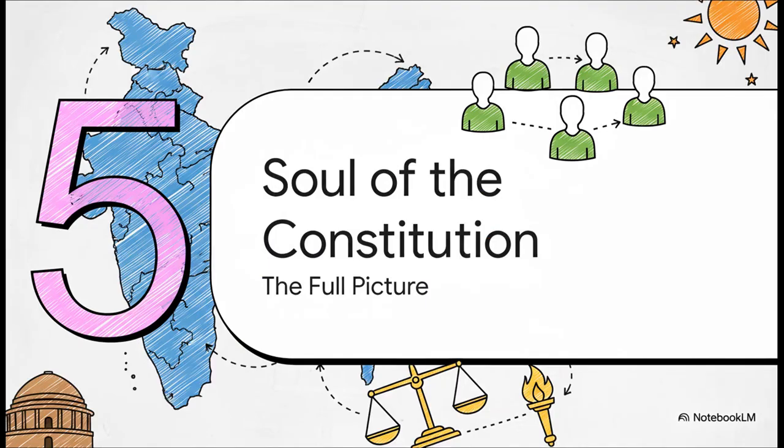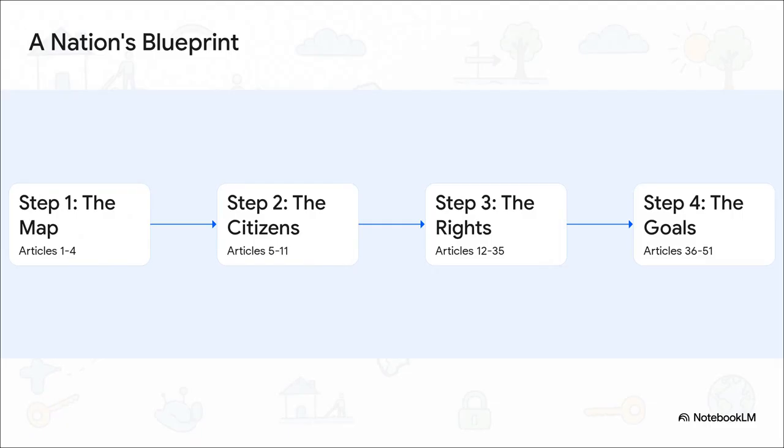And so, we've walked through all the core components of our nation's blueprint. Now, let's just step back for a second and see how it all clicks together to create this incredible picture. You see, there's this really elegant, logical flow to it all. Step 1, you draw the map. Step 2, you define the citizens who live there. Step 3, you give those citizens a set of unbreakable rights. And finally, step 4, you set the long-term goals for everyone to strive towards. The whole blueprint for a nation, right there.